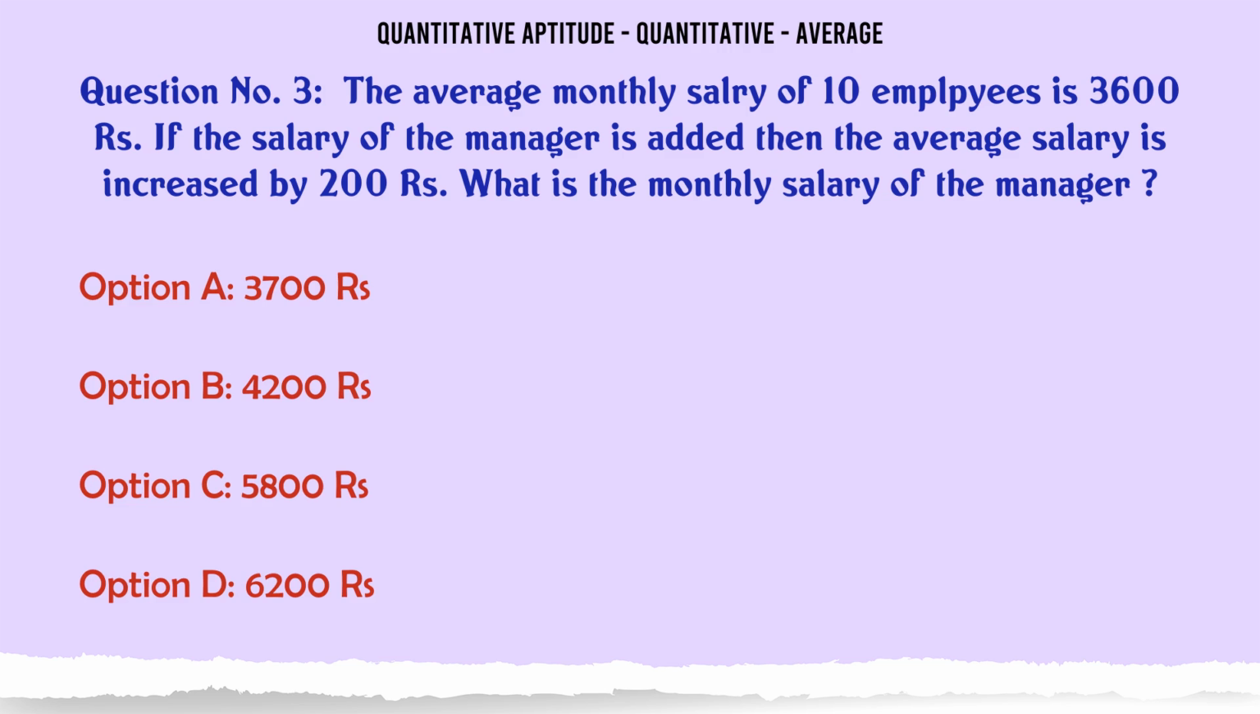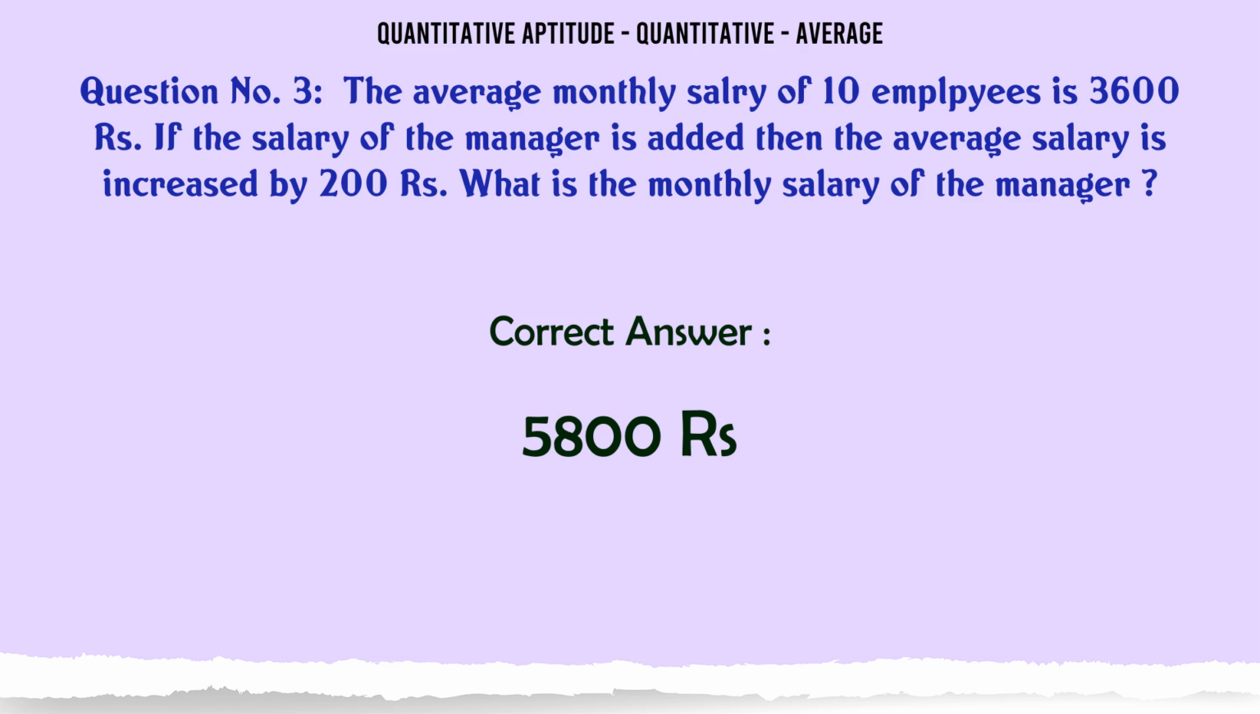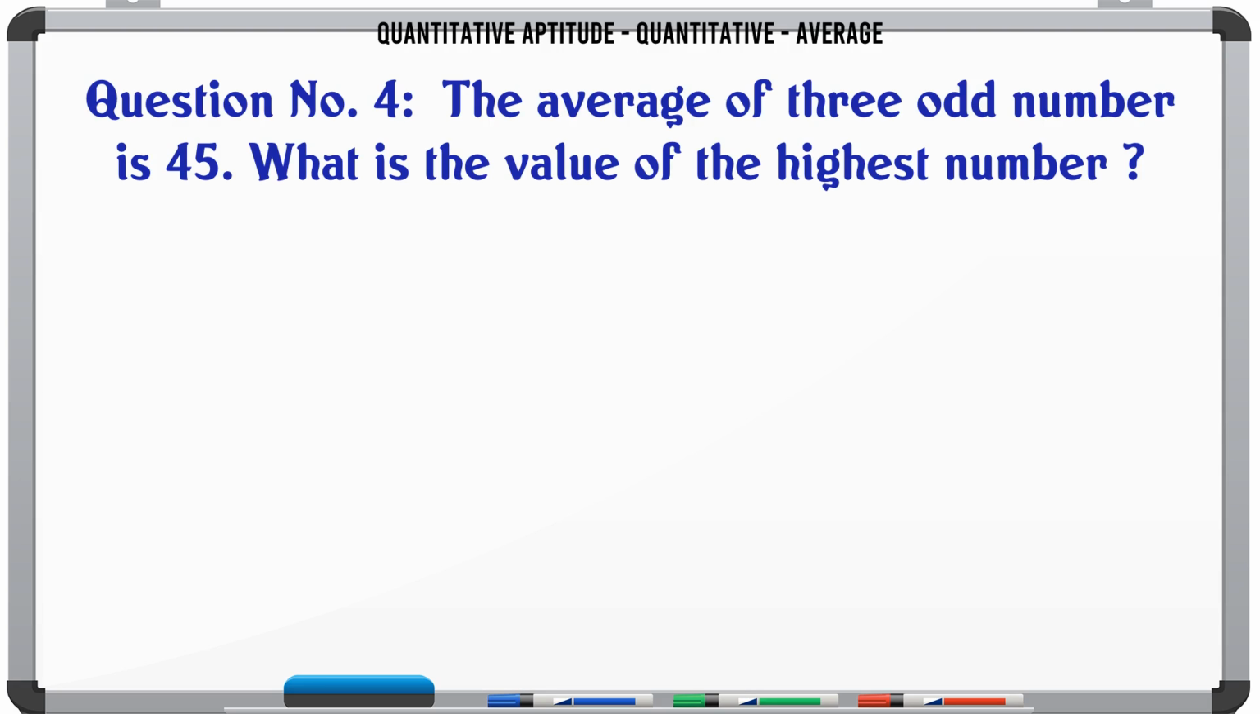The average monthly salary of 10 employees is 3,600 rupees. If the salary of the manager is added, then the average salary is increased by 200 rupees. What is the monthly salary of the manager? A 3,700 rupees. B 4,200 rupees. C 5,800 rupees. D 6,200 rupees. The correct answer is 5,800 rupees.